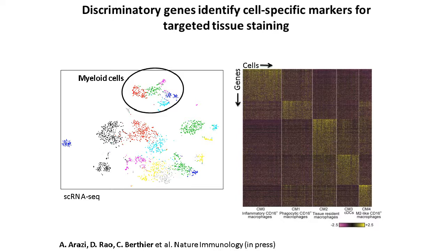The different colors that you see over on the myeloid cells are represented in this heat map here. There are 5 different myeloid cell subsets, and these yellow markers indicate the different genes that are unique to that particular subset. Those are the genes that we want to be able to stain for, so it's important not to be restricted to proteins, but really to be able to stain for RNA.